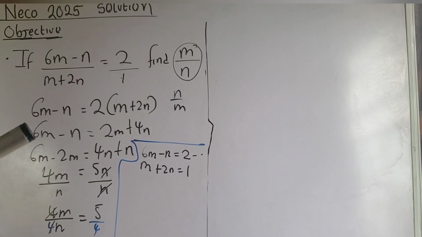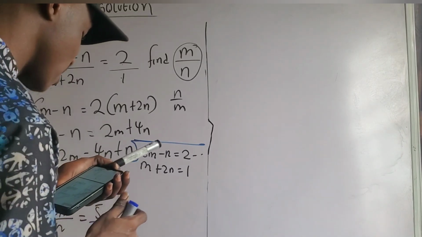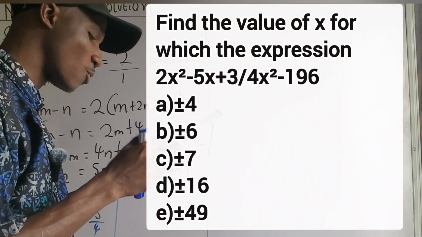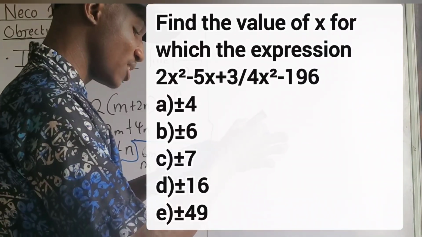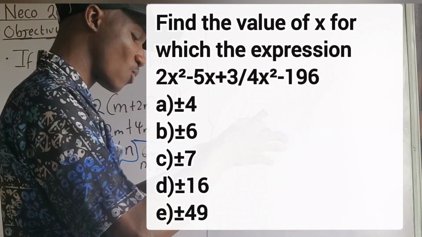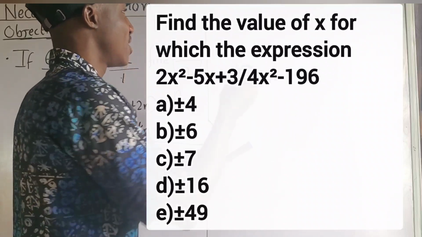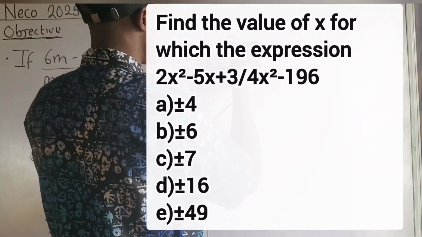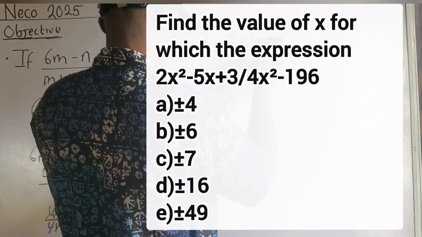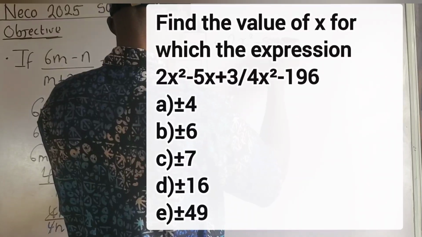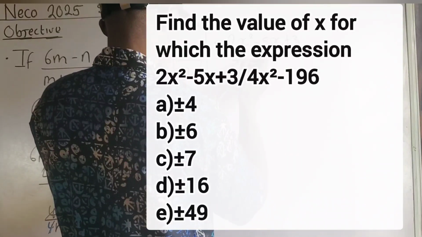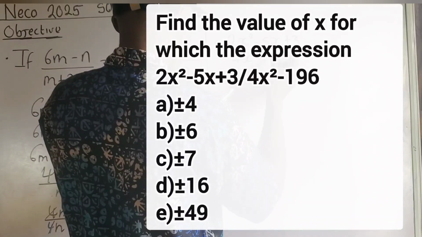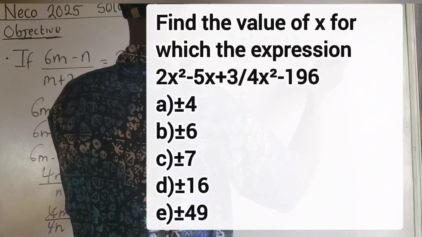Okay, for the next question, find the values of x for which the expression 2x squared minus 5x plus 3 all over 4x raised to the power of 2 minus 196 is undefined.